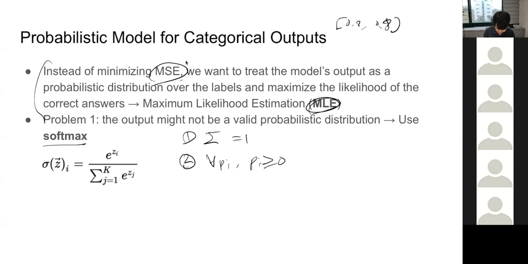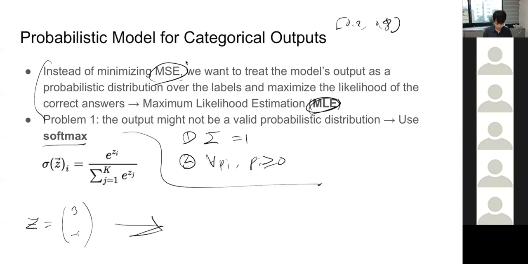What it does is, given the output of the model being z, you exponentiate each value and make that the numerator, and the denominator is the summation of the exponentiations of all the values. Suppose the vector z was 3 and negative 1. So maybe your neural network's output was 3 and negative 1. This is not a valid probabilistic distribution, but you can translate it into one by applying softmax.